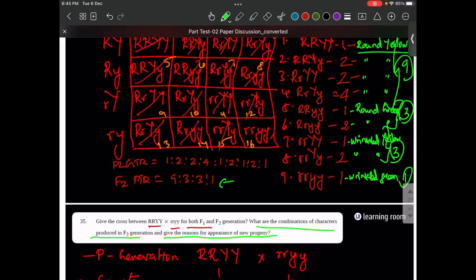Yes, the law of independent assortment. Yes, sir, I also did. Yes, that's very, very important. Give the reason for appearance.